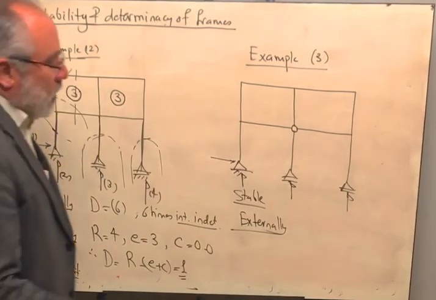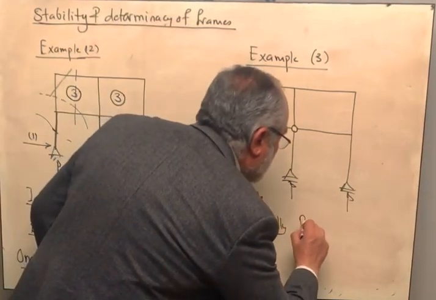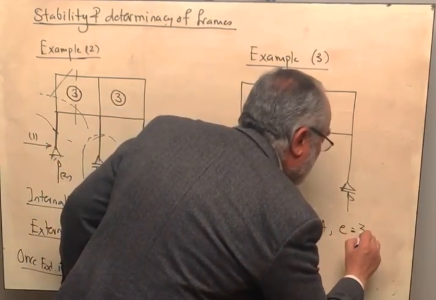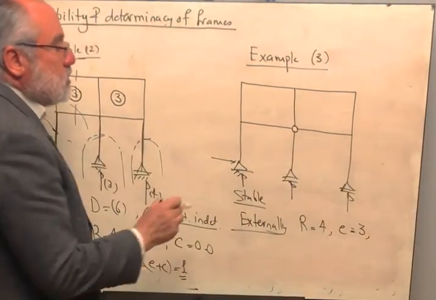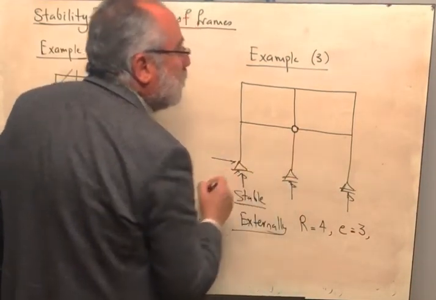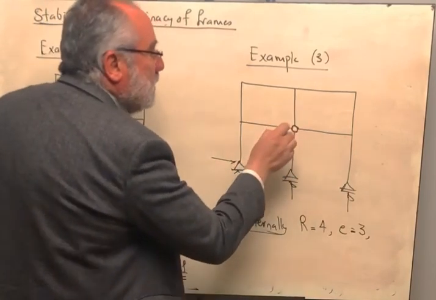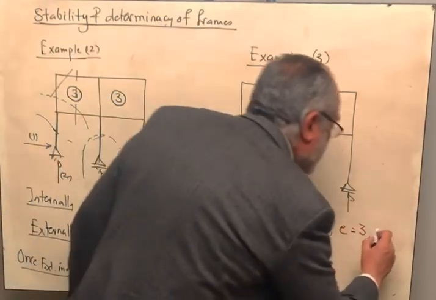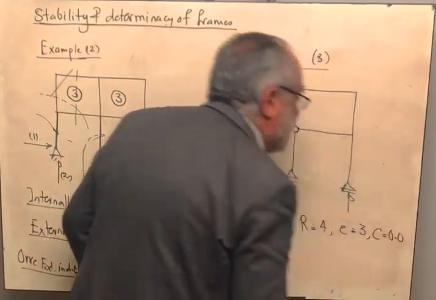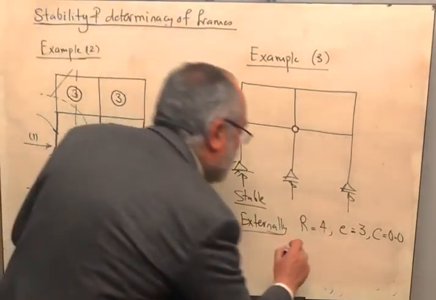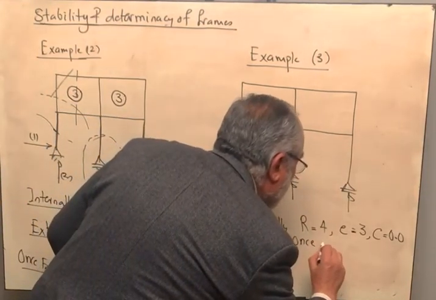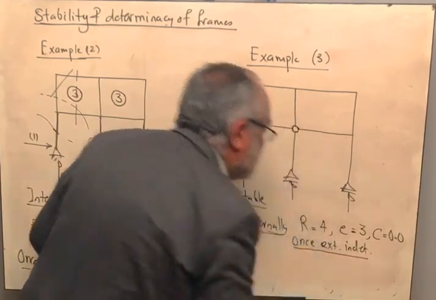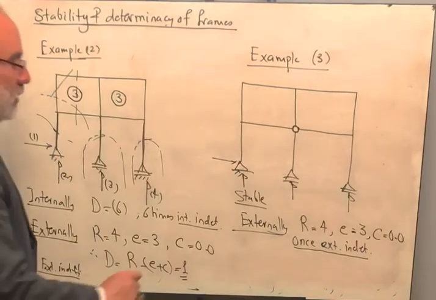Type, external. Now the number of reactions is equal to 4, the number of equilibrium equations is equal to 3, and the condition equations. Let us save this member, because whenever you cut, you have to cut through one of the other members, so the internal forces will appear. Therefore let us say that the condition equation here is equal to 1. Therefore this is once externally indeterminate. Okay, type, internally.